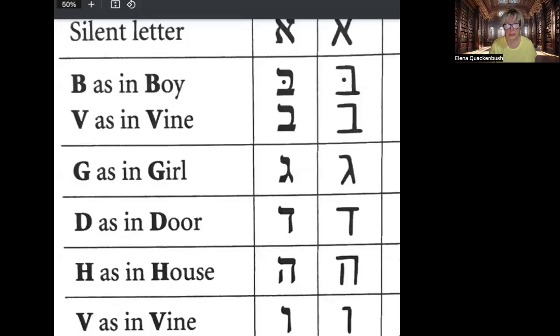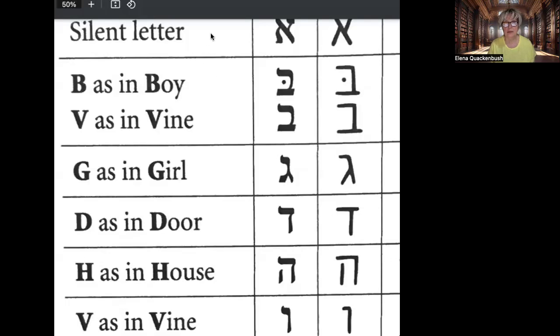Hebrew writes from right to left, and also reads right to left. So without further ado, let's get to the first 6 letters. Here they are. And I need to share the screen. Here we go. Can you see?